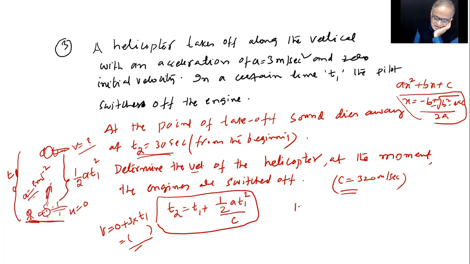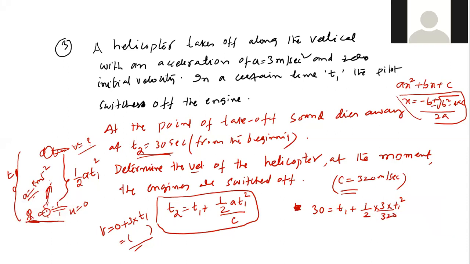So not 10, this is how much? 30. T1 plus half A, 3 T1 square by 320. Nothing cancels out, right? You have to multiply it. So 3t square plus 640t minus 9600.